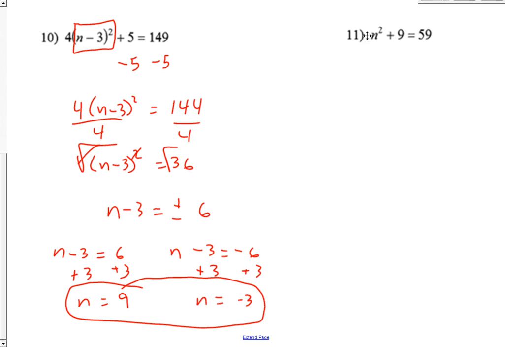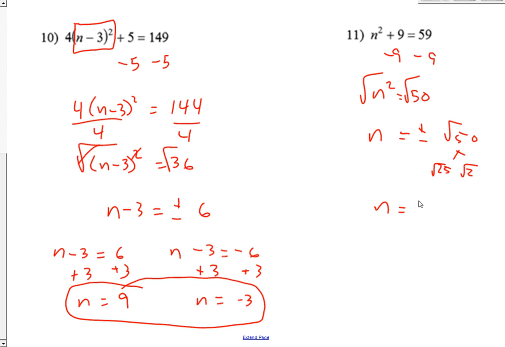And then finally, with number 11, same thing. You need to subtract the 9. We get n squared equals 50. When you take the square root of 50, you'll be able to simplify that because 50 is 25 times 2, and the square root of 25 is 5. So we end up getting positive and negative 5 times the square root of 2.